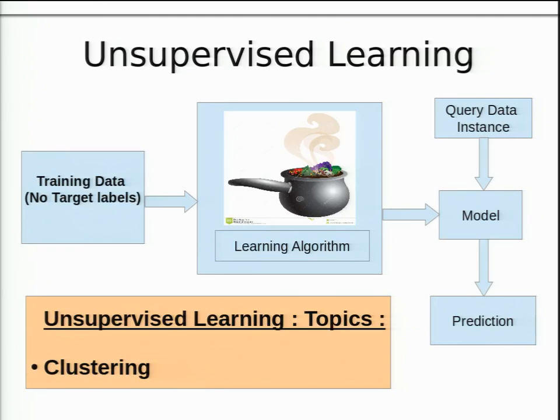Given some training data, you give it to the algorithm, which learns some sort of a model, and then you can give it another data instance, and the model can come up with some useful prediction for it. We are going to look at clustering, which is a popular unsupervised learning technique. There are several different kinds of unsupervised learning, but we will look at clustering in this talk because that's the most popular form of unsupervised learning that's done.